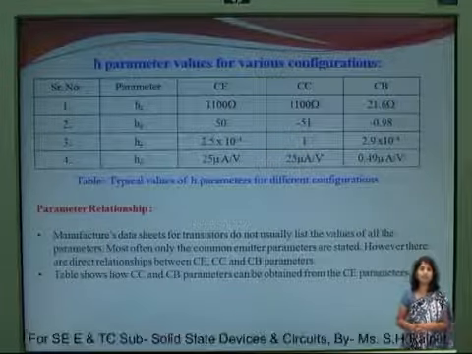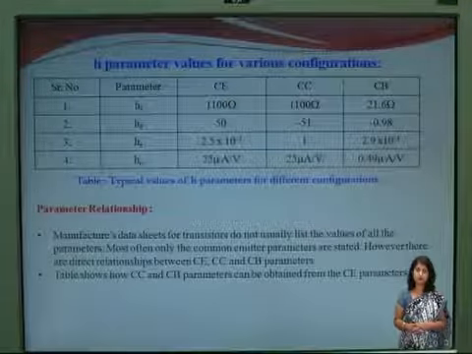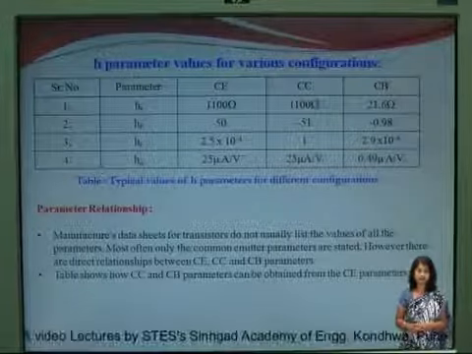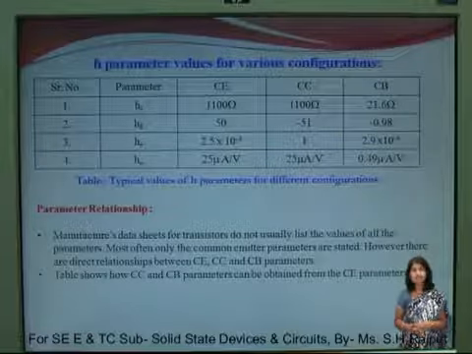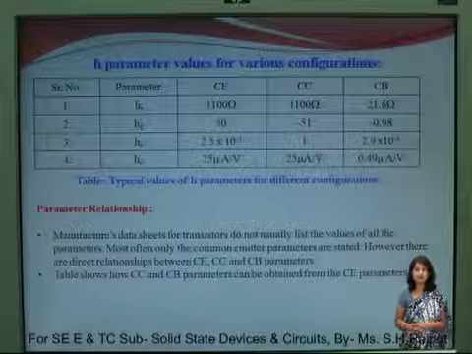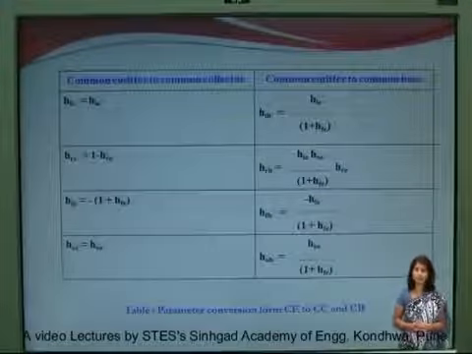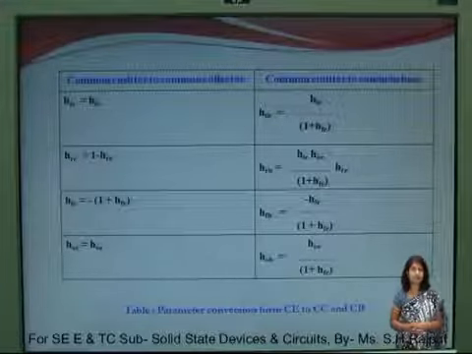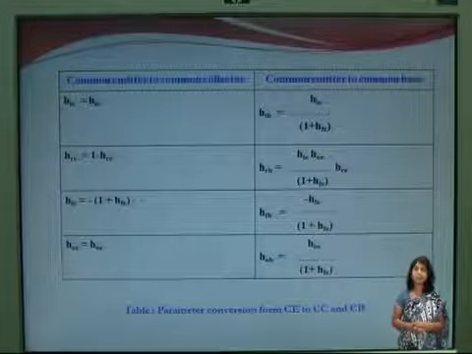So, suppose I want the parameters for CB and CC, then I must know the relationship between the CB and CC with the CE configuration. Now, let's see, if the manufacturer data sheet gives the CE list, then how to find CB values and CC values for the h parameters. Here the table shows, if common emitter parameters are given, then how the common collector and common base conversion is possible. The first table indicates common emitter to common collector.